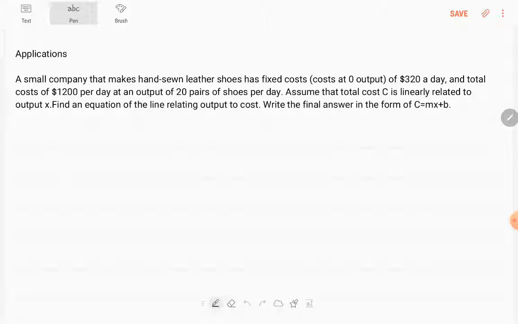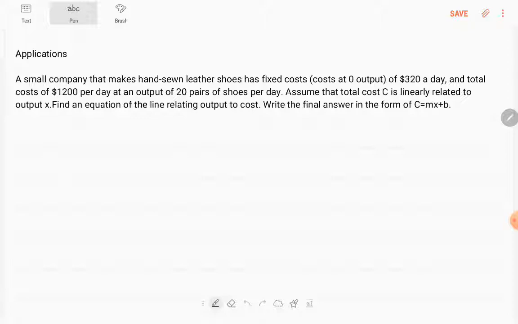And the total cost per day is 1,200 at an output of 20 pairs of shoes per day. So when they produce 20 pairs of shoes, the total cost would be 1,200. We assume that the total cost is linearly related to the output x. The question is, we want to find the equation of the line relating output to cost. Write the final answer in the form of C equals M times X plus B.